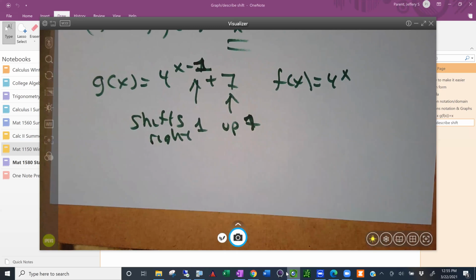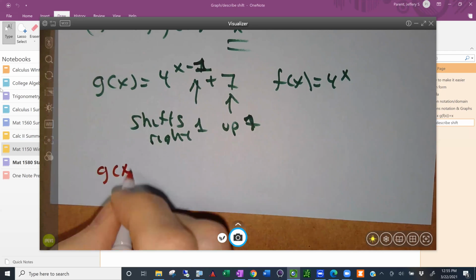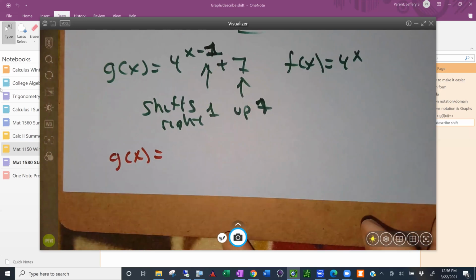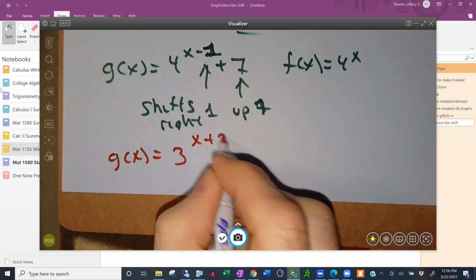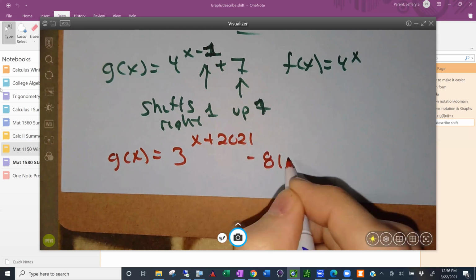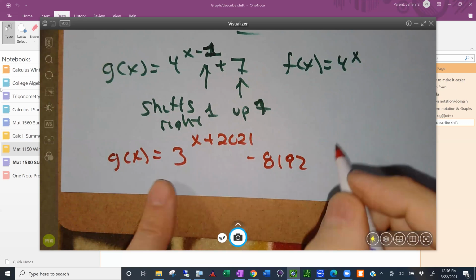Now you can probably figure that out by just looking at, you know, a graph on Desmos. So what I could do is make it a little bit more challenging to graph this to the point that you just got to know what's going on. So I could do 3 to the x plus 2021 minus 8,192. Wow. Good luck getting that to show up on a graph. But the ideas still stay the same here. We can figure out how this has been shifted.